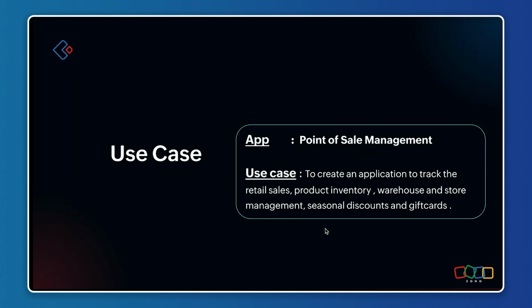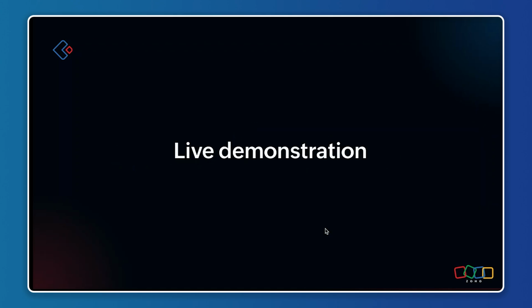Now let's get into the use case. We're going to create a point of sale management application to track the retail sales, product inventory, warehouse and store management, the seasonal discounts that the organization gives, and also the gift card tracking. Let's get into the live demonstration and see how this is achieved using Zia Assistance and Zoho LLM model.